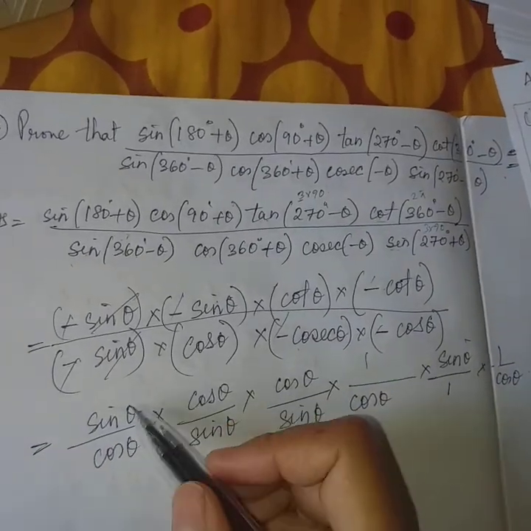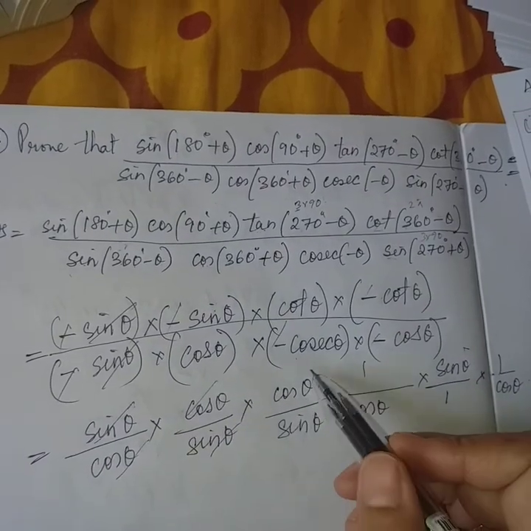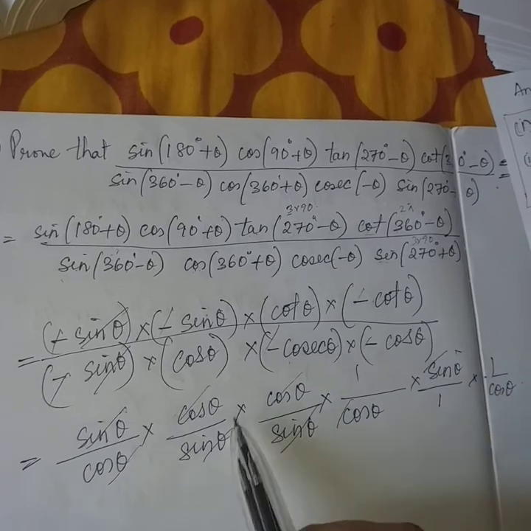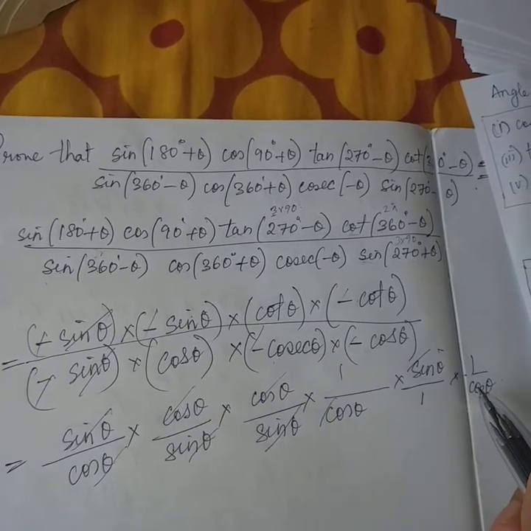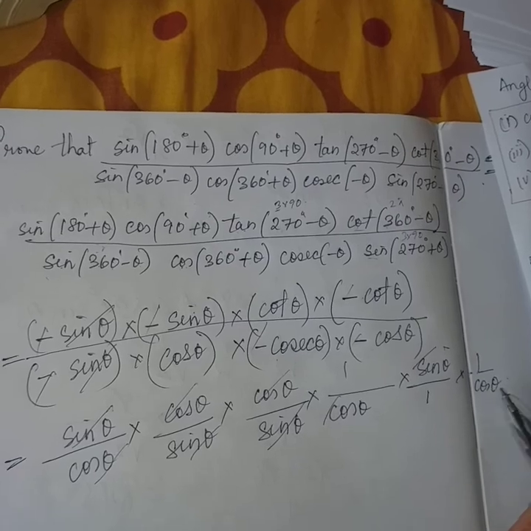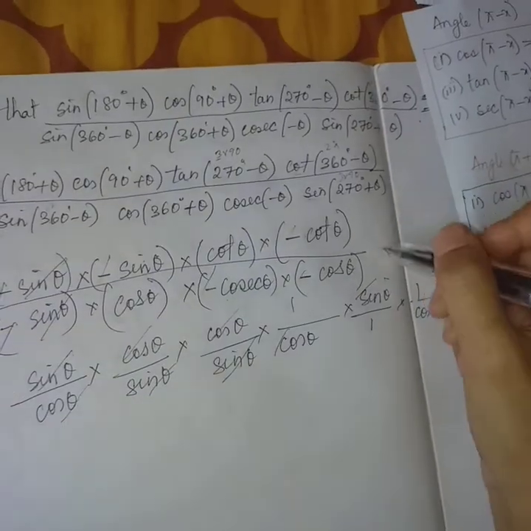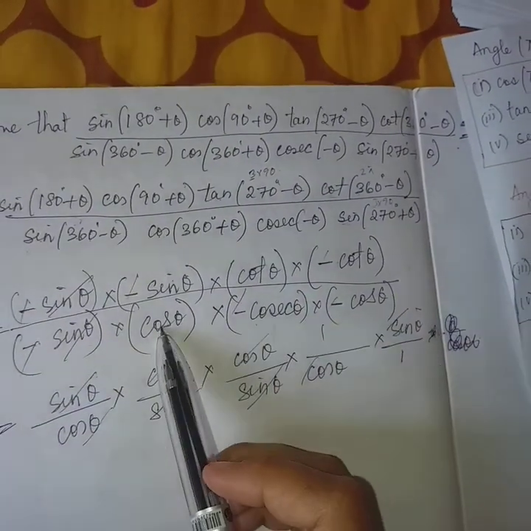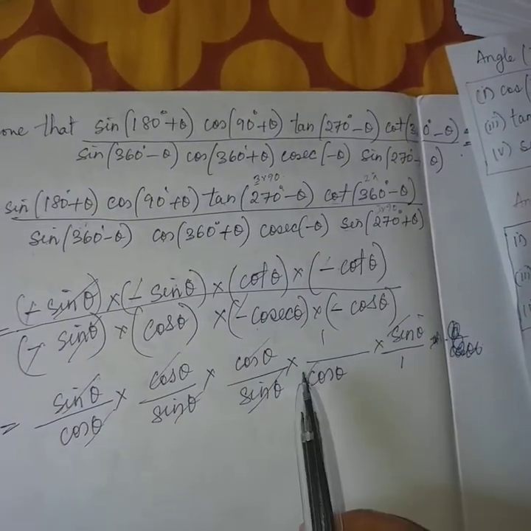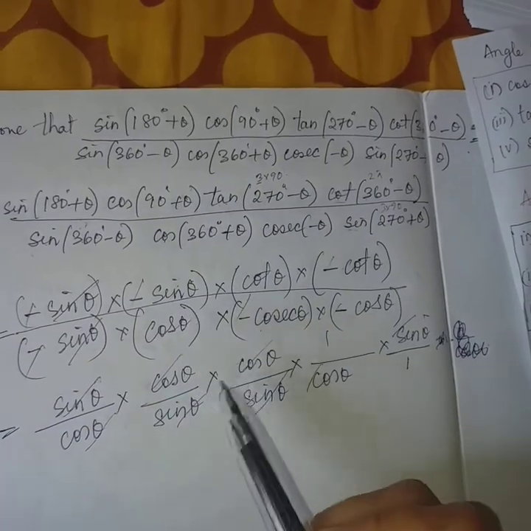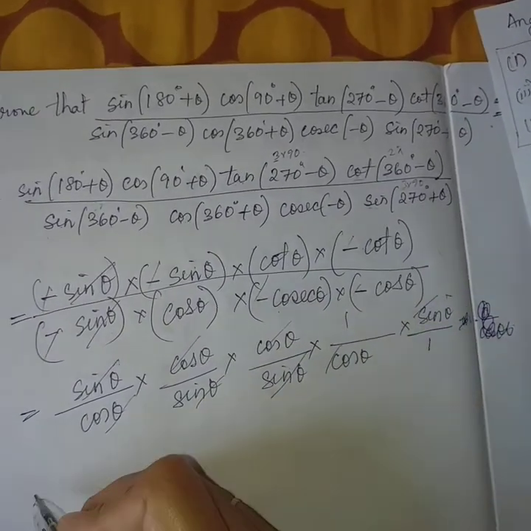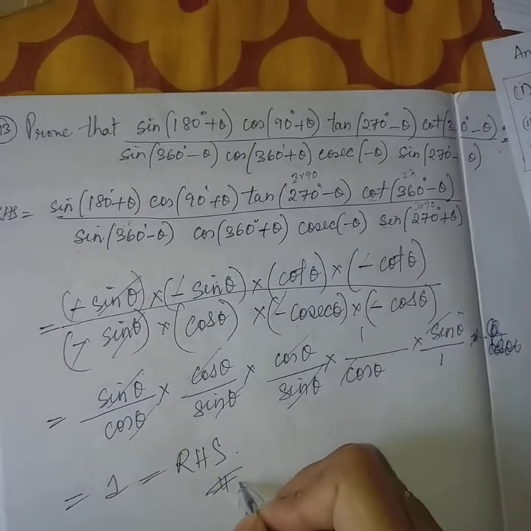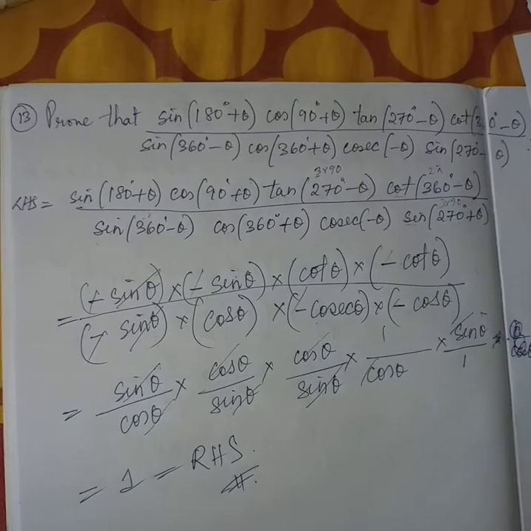So we see what can be cancelled. Sin and sin, cos and cos, sin, sin. So here I think I have written something twice. Here cos theta, I've written it twice. There is 2 cos theta in the numerator. So now we see that everything got cancelled. So this is equal to 1. It is equal to the right hand side. So we have proved it.